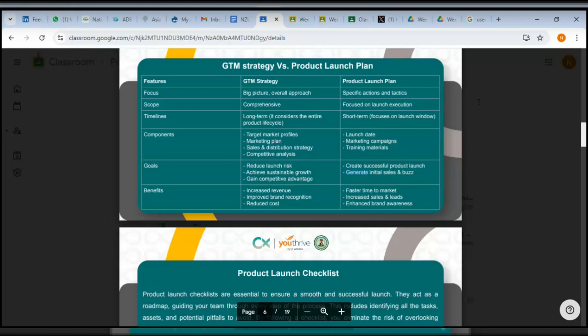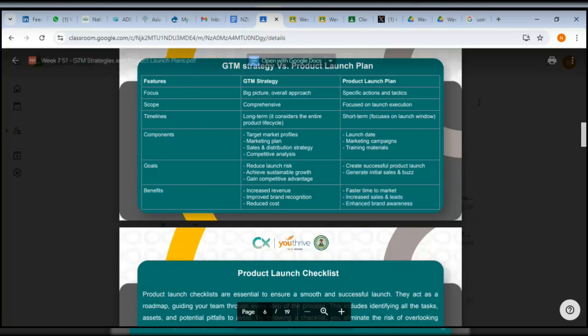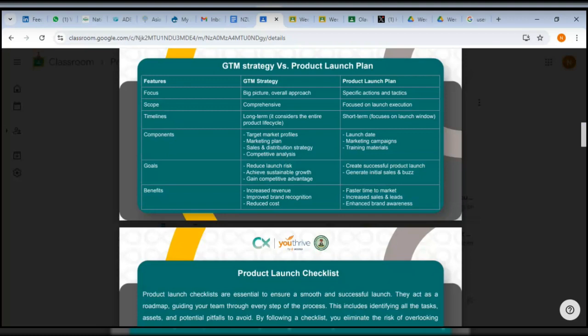And one of the goals of your product launch plan is that it should generate initial sales and buzz, right? You want to be in a space where, because of the ease of transitioning from a potential customer to a user, you are able to achieve initial sales and a buzz within the market. The benefits: a go-to-market strategy increases revenue, it improves brand recognition, which is what marketing is all about in the first place, and it reduces cost. For the product launch plan, there is faster time to market, and it increases sales and leads, and it enhances brand awareness.